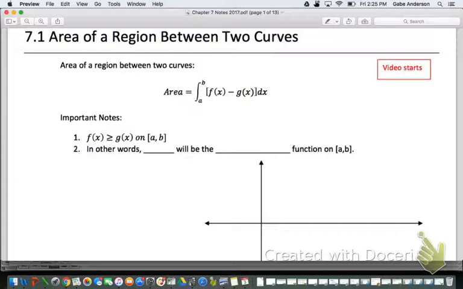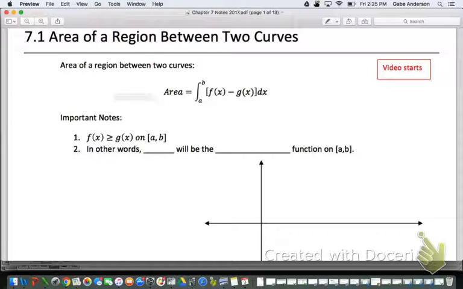All right, this is the intro video for AP Calculus AB section 7.1. We're going to be looking at the area of a region between two curves. So we have looked in the past at the area under a curve, or maybe the area between a curve and the x-axis, but we have yet to combine two curves together and find the area between them.